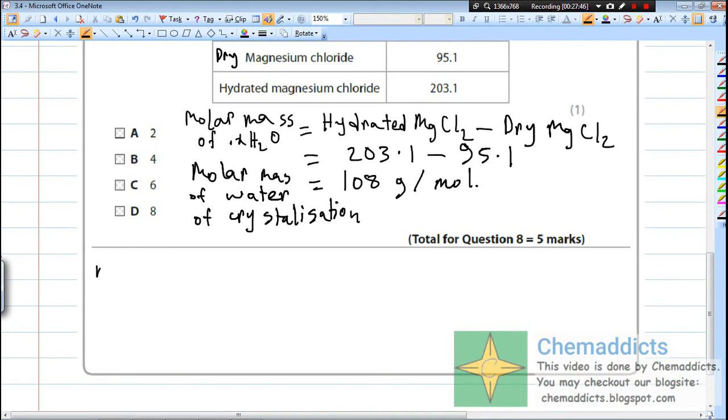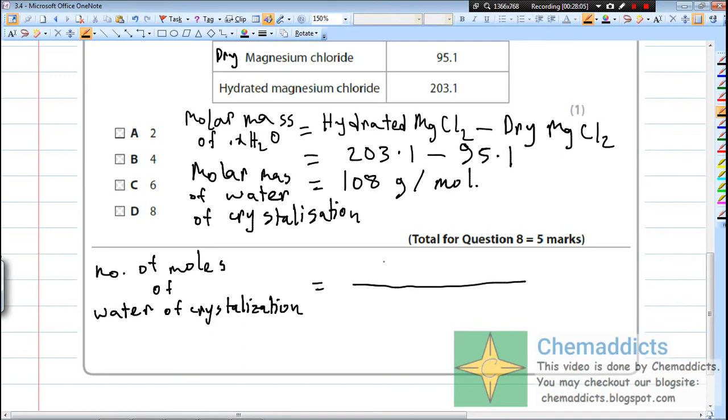So here, the number of moles of water of crystallization should be the molar mass of water of crystallization divided by the molar mass of pure water.